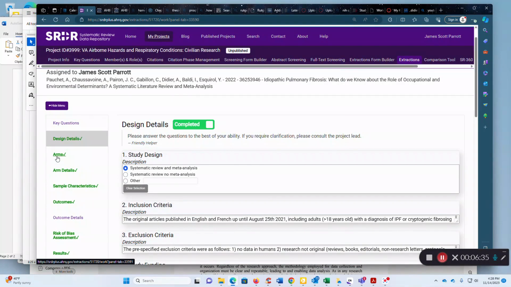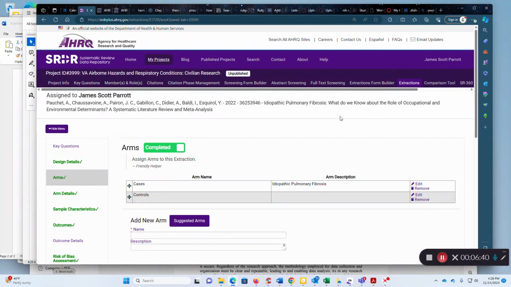So now let's look at ARMS. In our case, because we are looking at epidemiological data, what they're looking at is the difference in these diseases, whether you were exposed, the cases, or unexposed. These would be controls. So in both cases, I've defined the ARMS as cases and controls. The cases are the people with idiopathic pulmonary fibrosis in this case. Let's go on to ARM details.